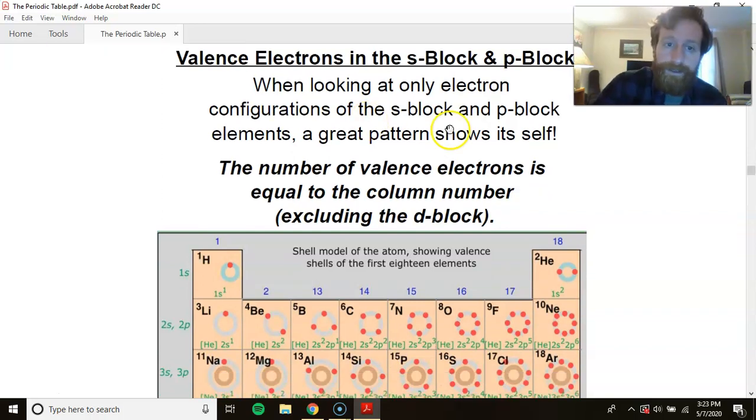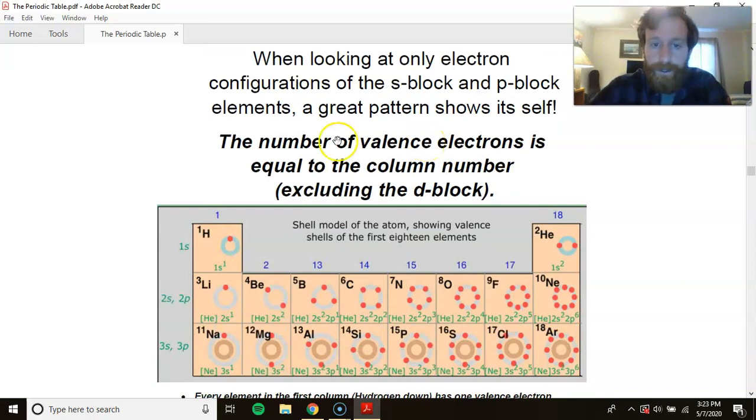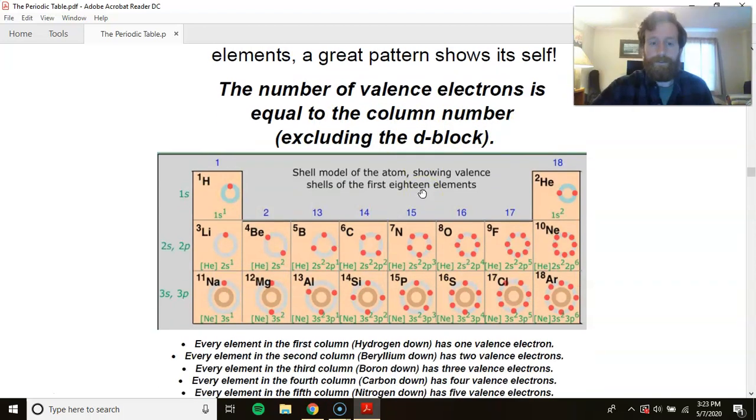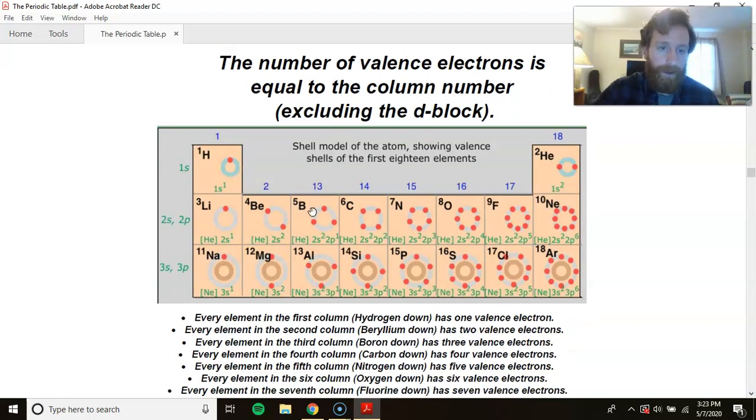So when looking at only electron configurations of the s block and the p block elements, a great pattern will quickly show itself. The number of valence electrons is equal to the column number if you just ignore the d block. Remember, the d block is 10 wide. So when I ignore the d block, I think of this first column of the p block as being 3, not 13. I'm just ignoring that 1 in front that comes from those 10 d electrons.